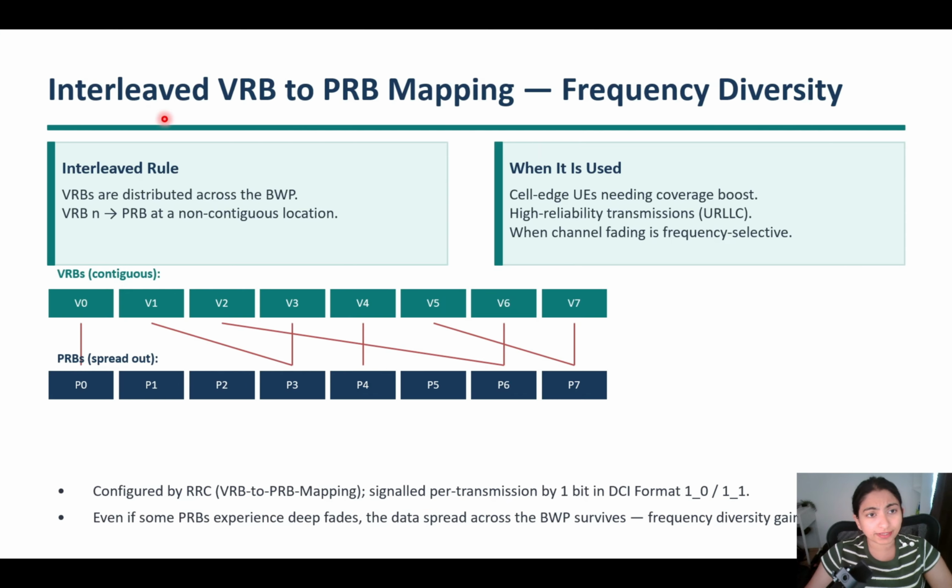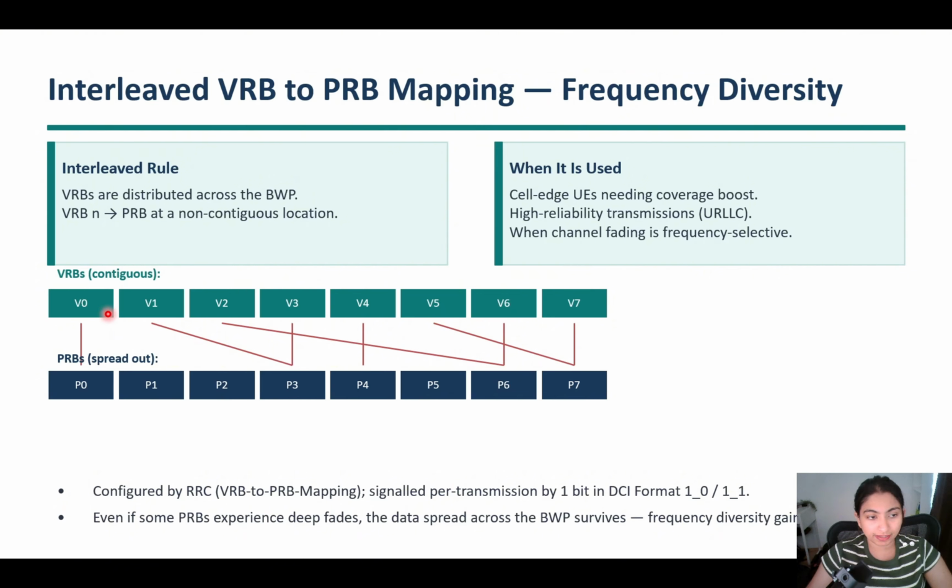Now let us take a look at the interleaved VRB to PRB mapping. This is basically used for producing frequency diversity when the channel conditions are not known, or when some frequencies are affected by worse channel conditions. So in this mode, instead of directly mapping VRB N to PRB N, the VRBs are distributed. They are interleaved across the resource blocks of that particular bandwidth part.